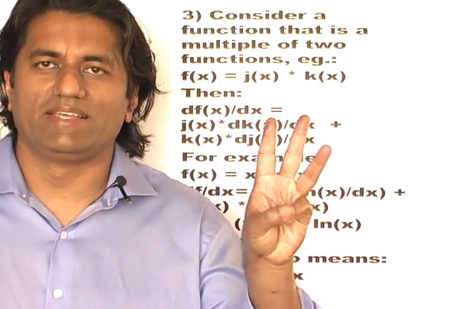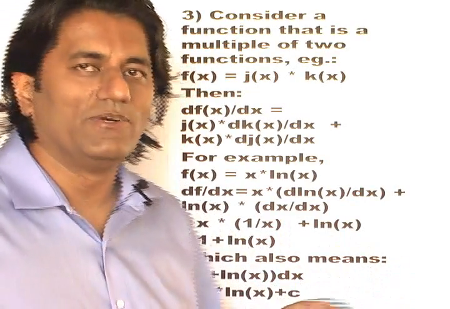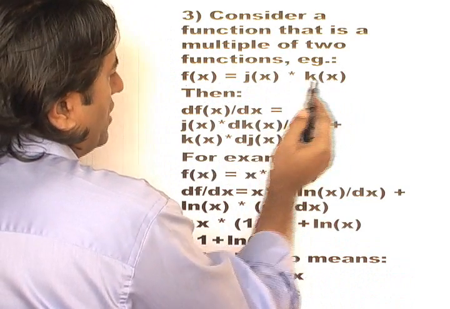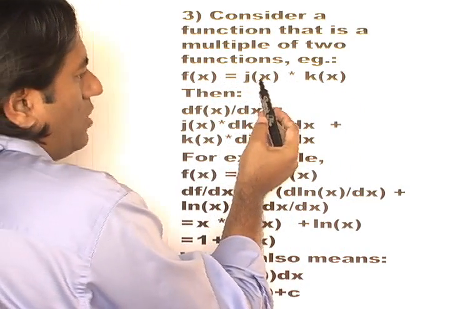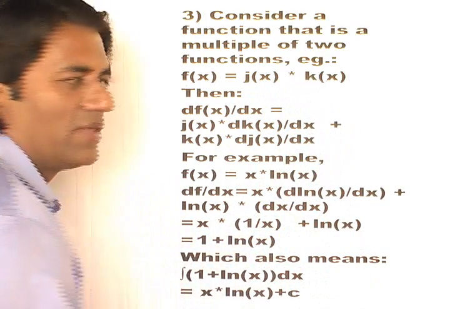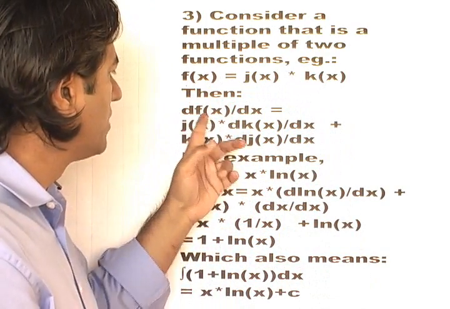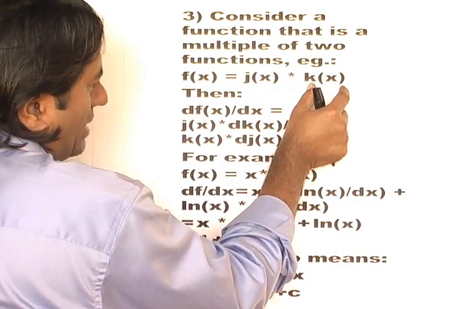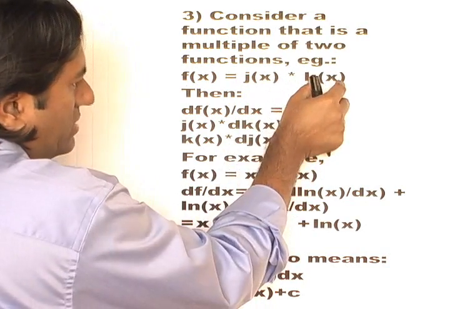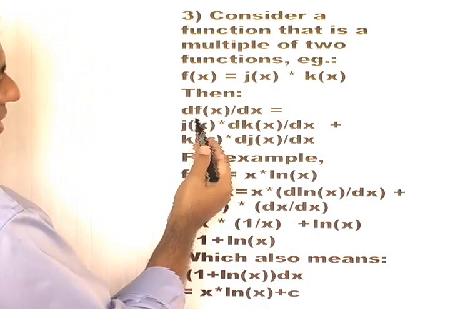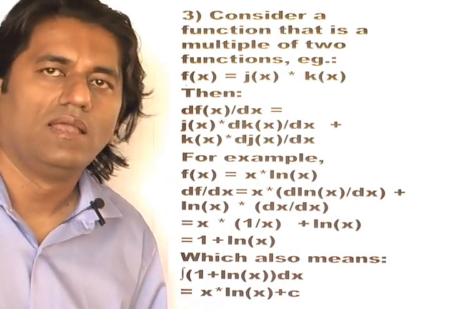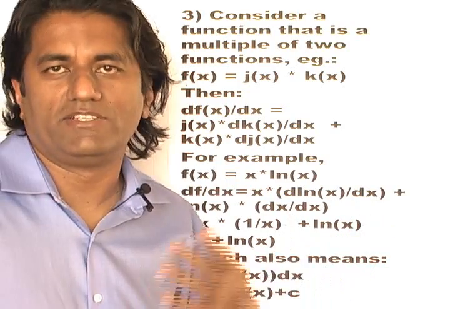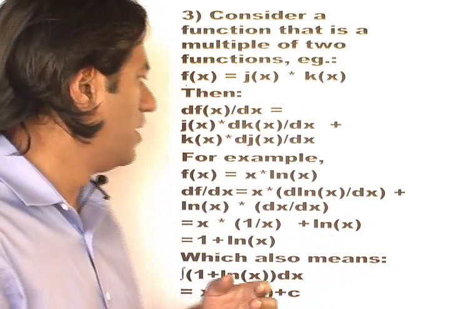Now we come to the third thing for derivatives. And here what we have is that if a function is the multiple of two functions, so for example here f(x) is the multiple of j(x) into k(x), then the derivative of f(x) equals j(x) into the derivative of k(x) plus k(x) into the derivative of j(x). If you wanted, you can actually prove this by first principles. You can treat that as an exercise.